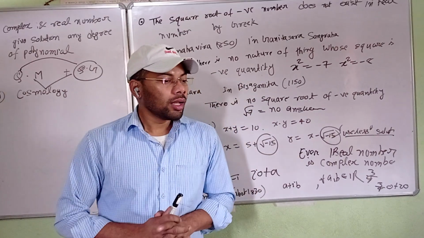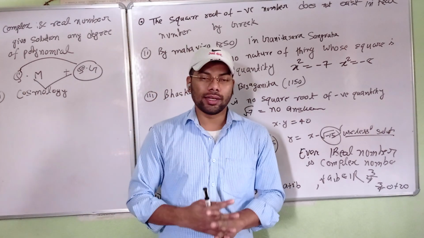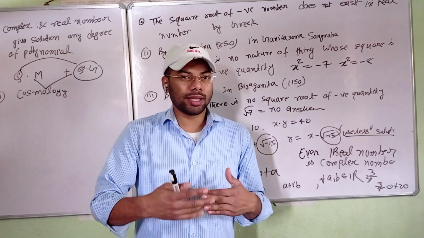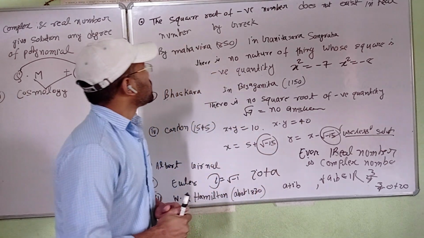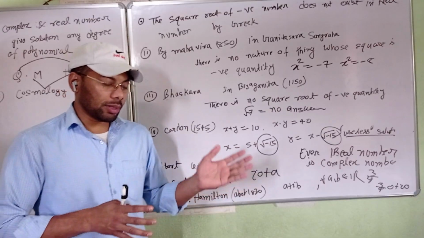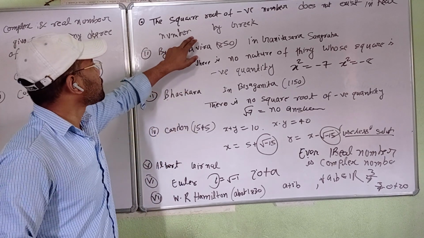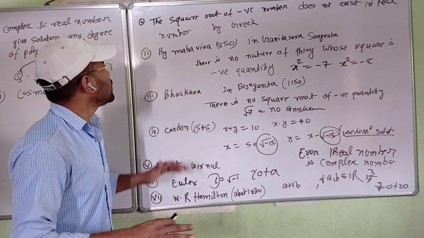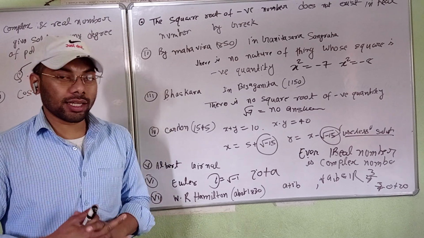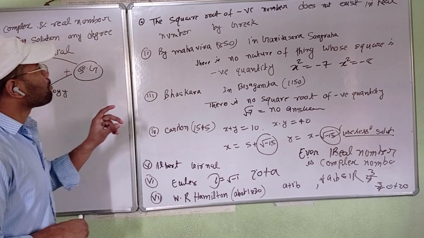Okay, so before I start, I would like to give you some historical aspects of this number, how the number came into existence and what the state of development of that number is. The Greeks are very good at developing number systems, so let's start from here. The Greeks suggested initially that the square root of a negative number does not exist in the real number system.